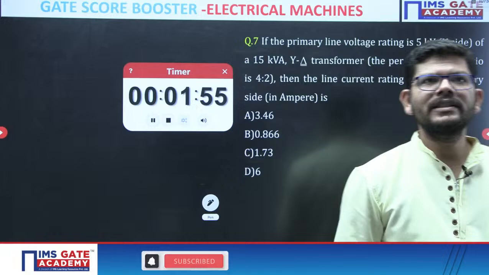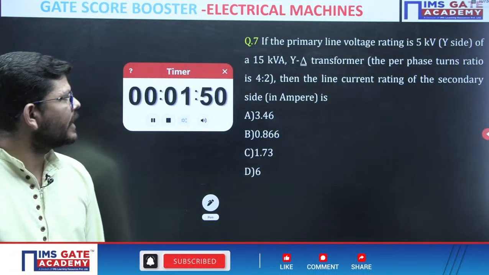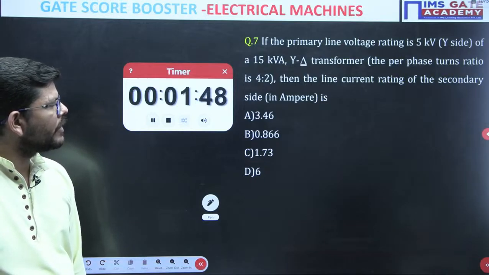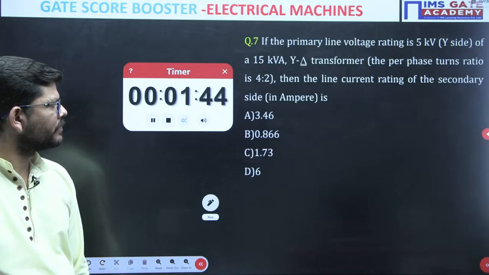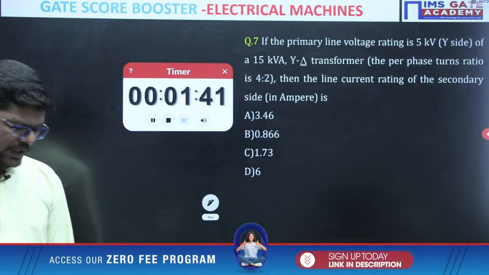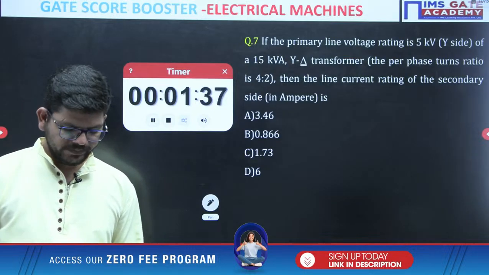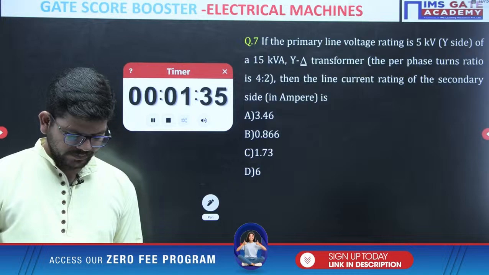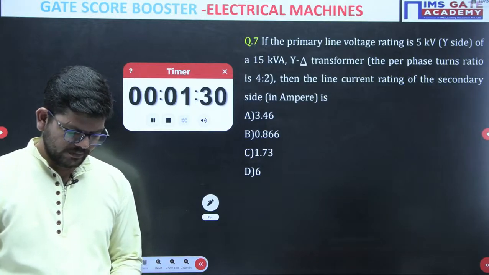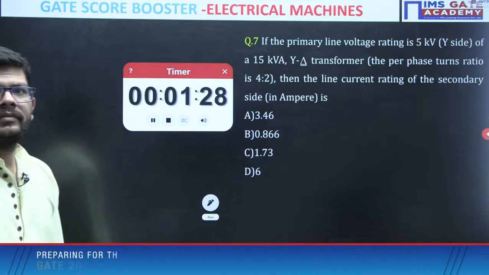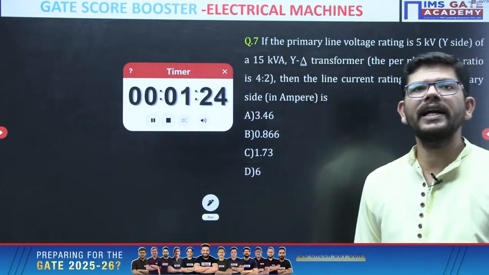Tell me the correct answer for this question. We have a star delta transformer, one side's ratings are given, the transformation ratio is given, and the line current rating of the secondary side will be what? What is going to be the line current on the secondary side is what we have to calculate. So do it. Let me see who can give the correct answer for this question.